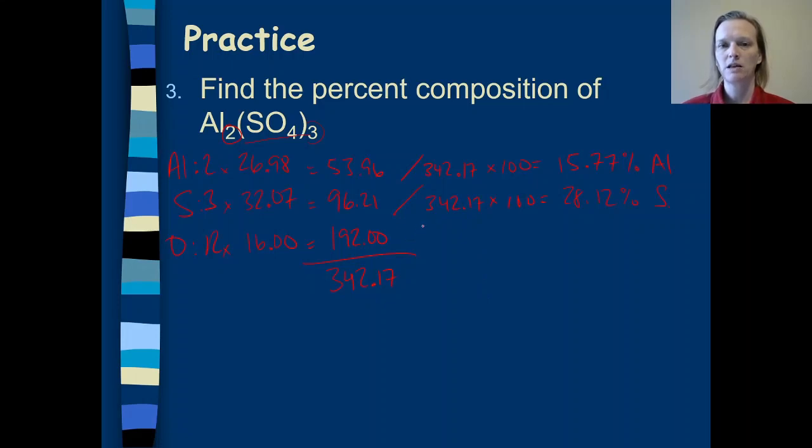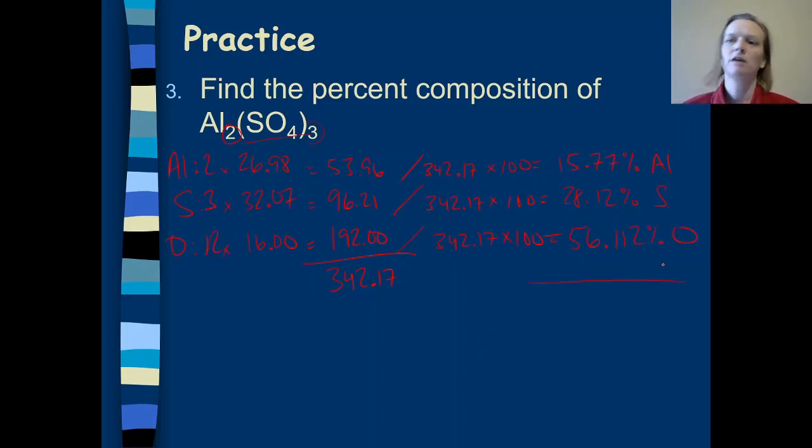And lastly, the percent composition of oxygen, I've got the part divided by the whole times 100. Now in this case, I had 4 sig figs here and 4 sig figs here, which is why I gave 4 sig figs in my final percent. But here I've got 5 sig figs divided by 5 sig figs. So my answer should be reported to 5 sig figs for oxygen.